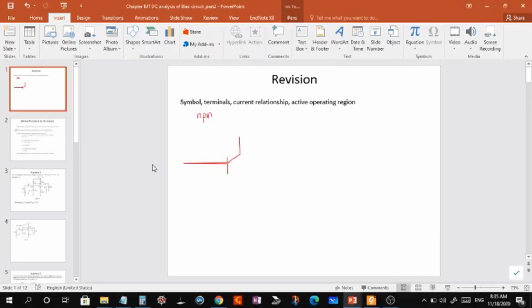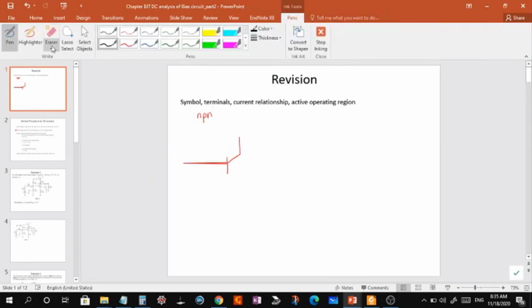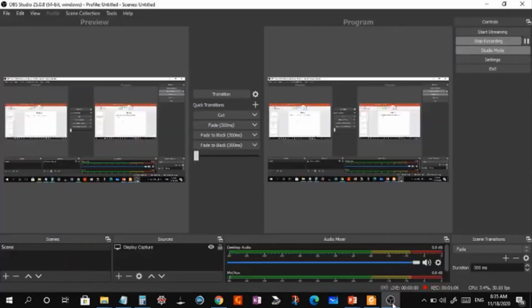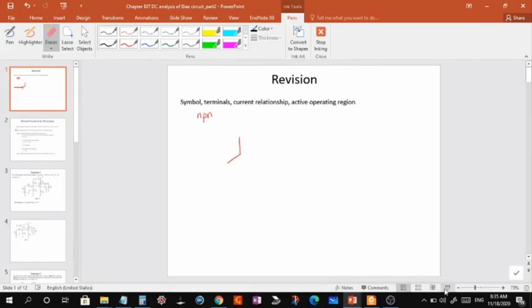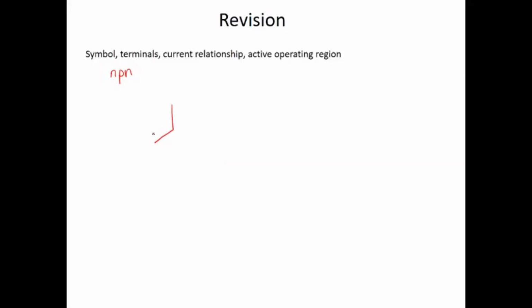First of all, the symbol of the BJT. We have the NPN and PNP. Usually we will focus on NPN. The symbol will be something like this. We have three terminals.